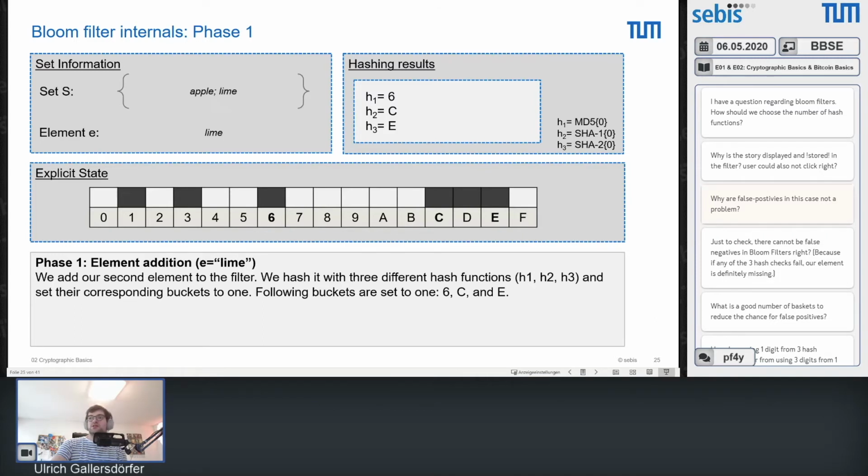How should we choose the number of hash functions? You don't have to. You don't have to decide upon parameters of Bloom filters, so that's not really important. For me, it's important that you understand the concept, so that you know how they work. But it's not required to know exactly how many baskets I need. If I ask questions like that in an exam, you can assume that the number of baskets and the number of hash functions is sufficient for our intentions.